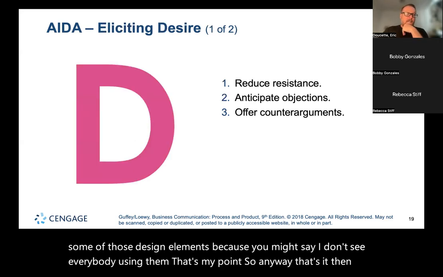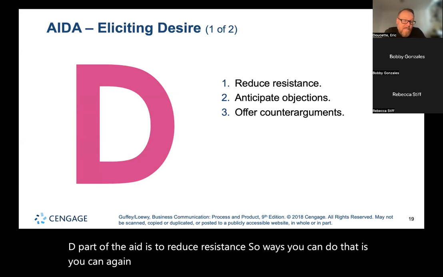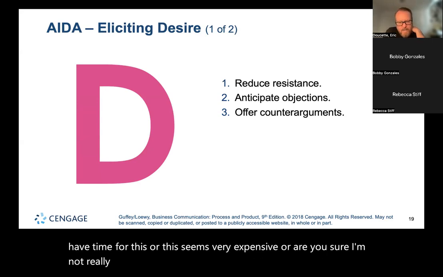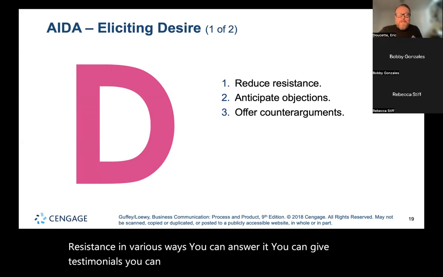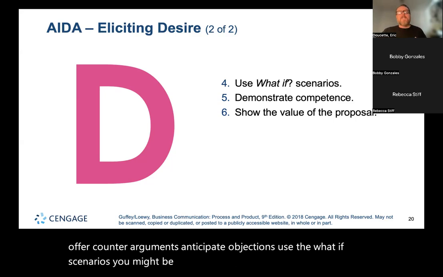Then the D part of the AID is to reduce resistance. Ways you can do that is to anticipate arguments or objections like, I don't have time for this, or this seems very expensive, or are you sure, I'm not really sure about this. That's where you can overcome that resistance in various ways. You can answer it, you can give testimonials, you can give discounts, whatever it's going to take. So offer counter arguments, anticipate objections, use the what if scenarios. And you might be asking, what if I did this, or whatever. Demonstrate competence, show the value of the proposal.